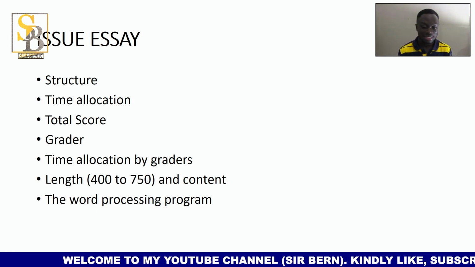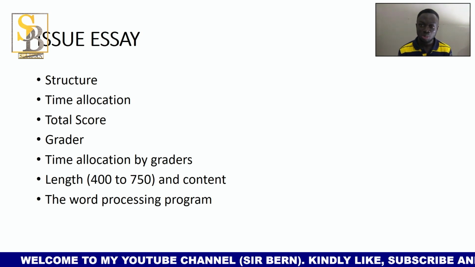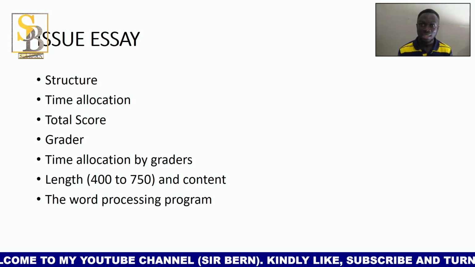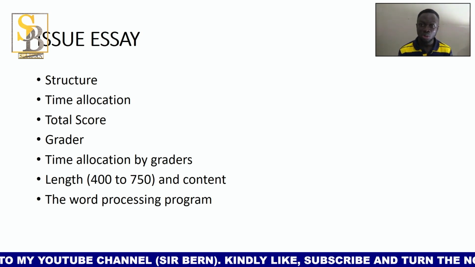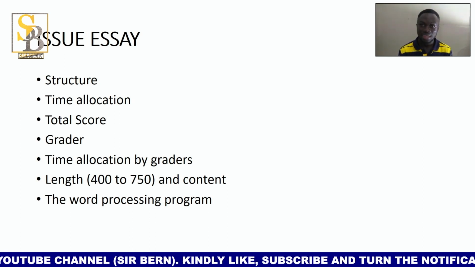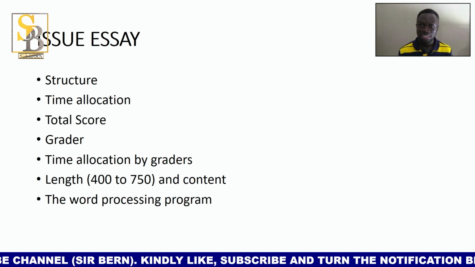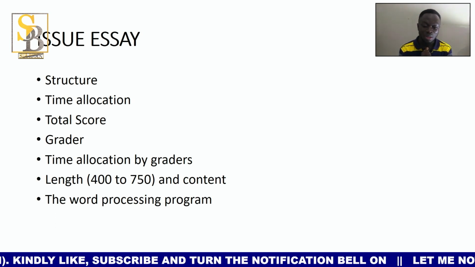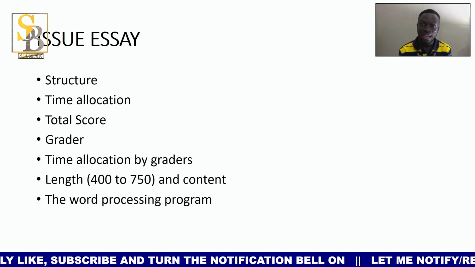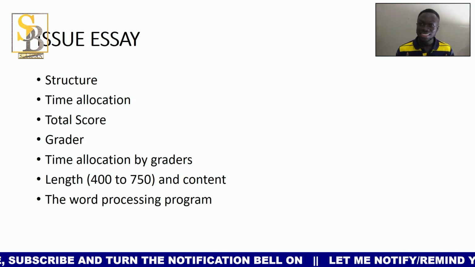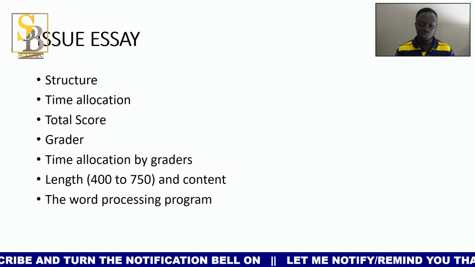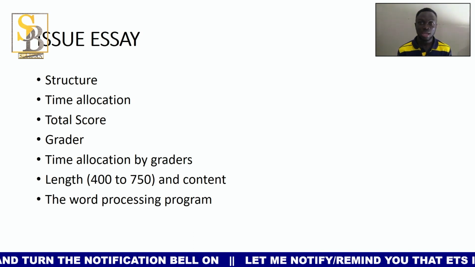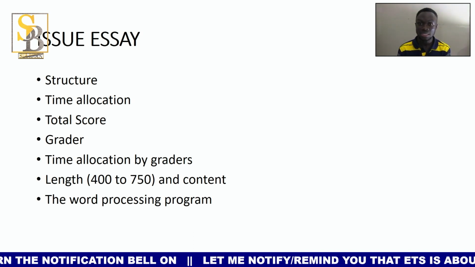Then the time allocation is 30 minutes. The total score will be marked over 6, and together with the argument essay, they would all be scaled to 6. Then the graders are people like us who are doing their master's or PhD, who mark on a part-time basis. Because they are marking part-time and are paid per script, they do not assign much time to each script, and it is advisable to write within about 400 to 700 words.